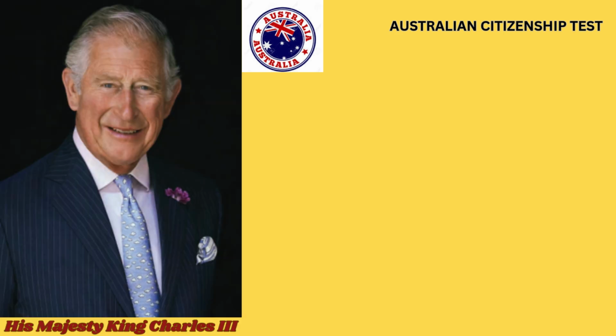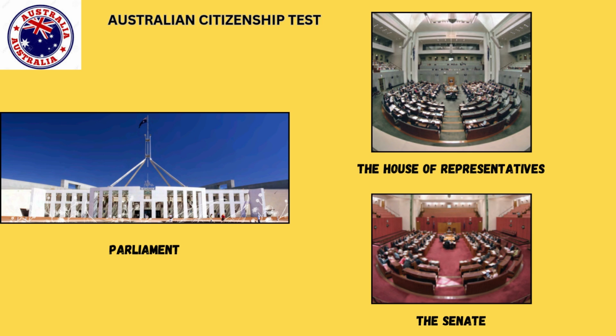Australia is a parliamentary democracy and a constitutional monarchy, where the government is elected by the people and the head of state is the King of Australia, currently King Charles III. Parliament is made up of 2 houses, the House of Representatives and the Senate.